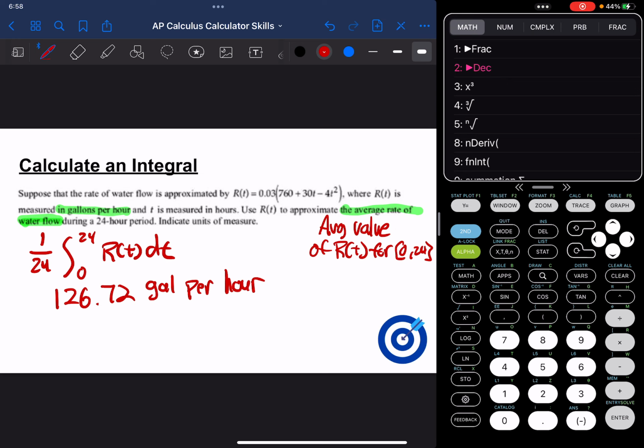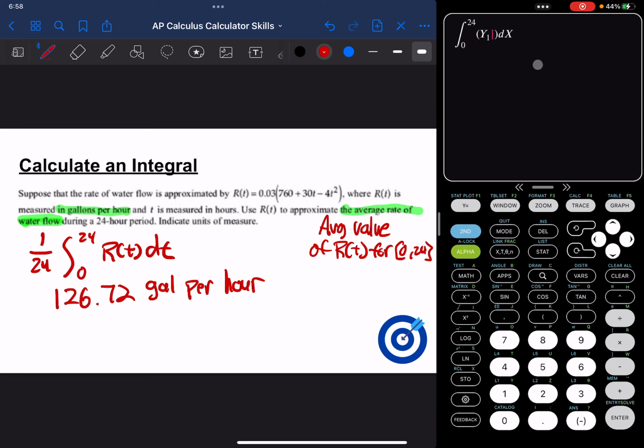Now I go back to math menu, fnint, still want my integral from 0 to 24. Now here, instead of typing in the expression, what I'm going to do is I'm going to call it up. So I go down to vars right here, and then I want function, so that's what I want, so press 1, and then yvars, so I'm going to press y1, and that's all I need to do. And so when the calculator sees y1, well, it's stored in y equals, so it'll remember, and there it is.